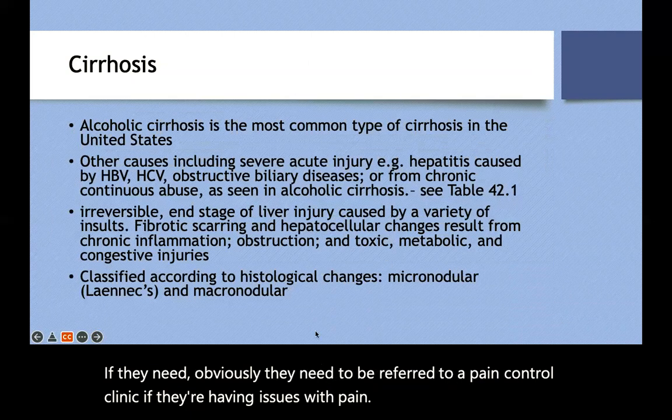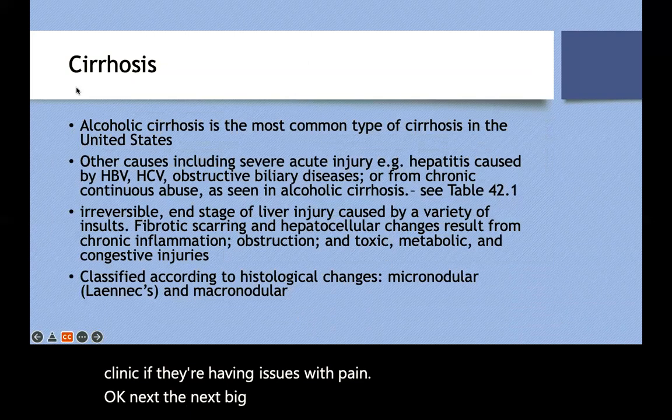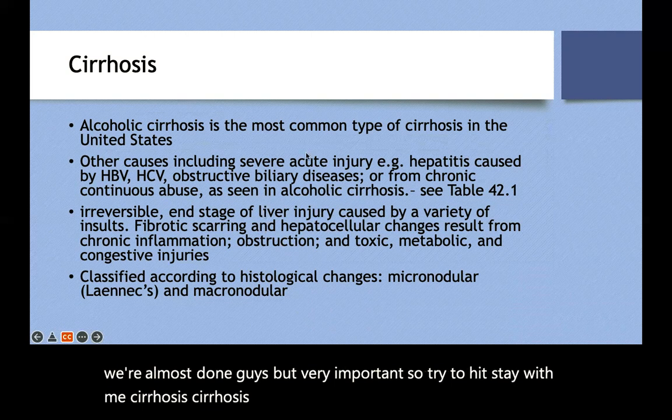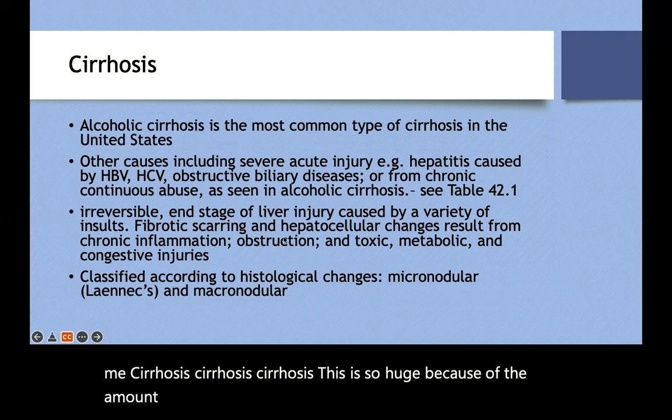Okay, next, the next big one and last is cirrhosis. This is the last thing. We're almost done, guys. But very important. So try to stay with me. Cirrhosis. This is so huge because of the amount of alcohol in this country. Alcoholic cirrhosis is the most common type of cirrhosis in the United States.